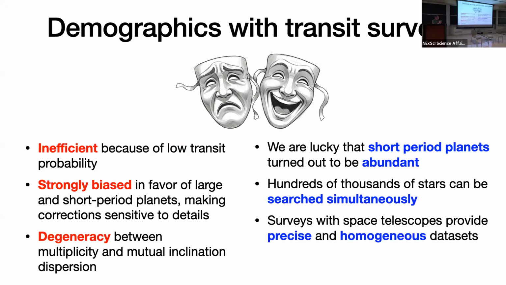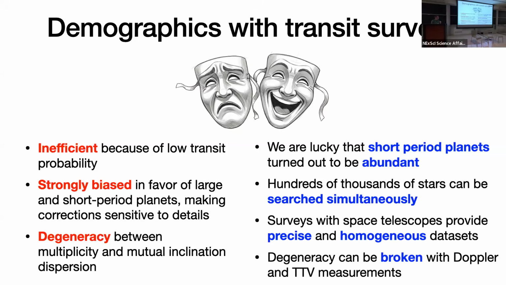Third, surveys with space telescopes provide us with precise and homogeneous data sets, and that helps to correct for these selection biases. Remember, I said they're very fussy about the details, but at least we have some very high quality data sets to help us with that task.